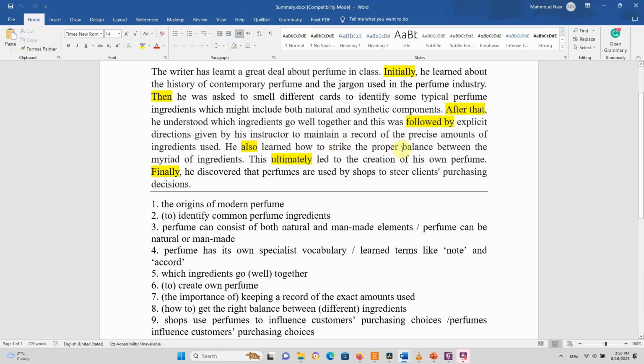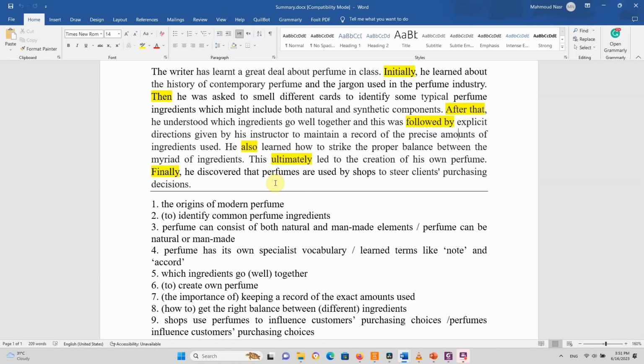This ultimately led to the creation of his own perfume. So he was able to create his own perfume, but instead of create, I said creation. Finally, he discovered that perfumes are used by shops to steer clients' purchasing decisions. So here, instead of influence customers' purchasing, I said steer clients' purchasing decisions. So here I mentioned all the content points, so I should get 8 out of 8 in the content part.